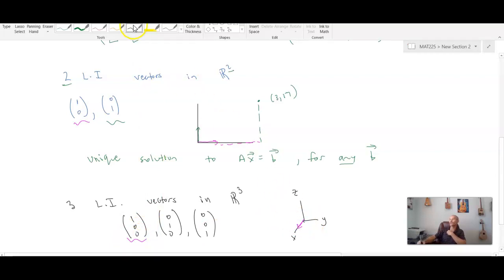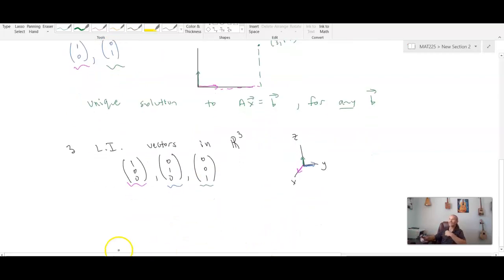So there's the 1, 0, 0 vector. The 0, 1, 0 vector points this way, so that allows me to travel in the y direction, and the third vector here is going to allow me to travel in the z direction, which is 0, 0, 1. So that will allow me to get off the xy plane.